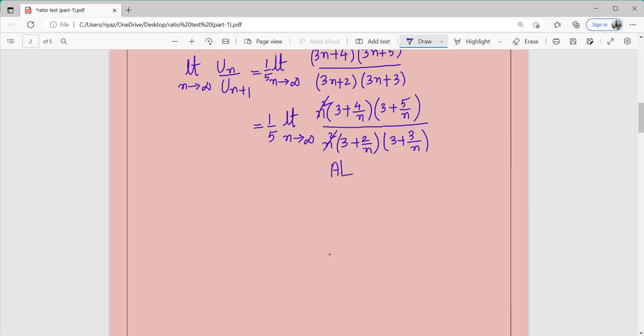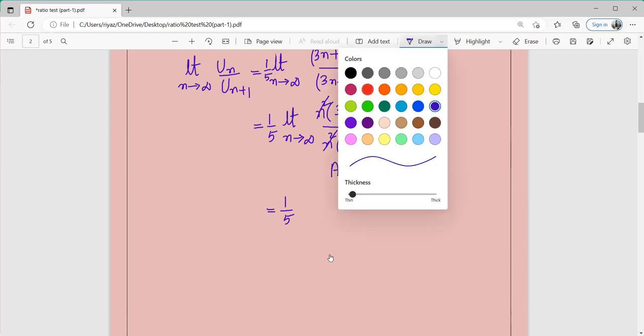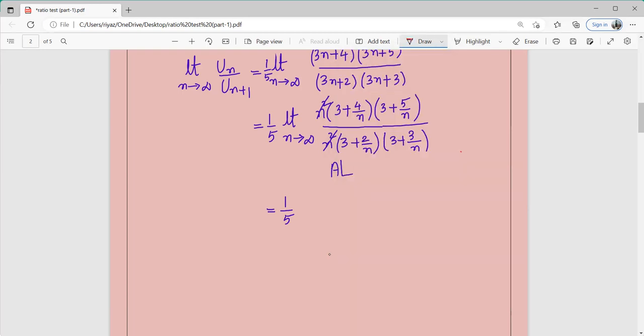If we apply the limit, we are getting 1/5 into 3 into 3 upon. How many terms become 0 if I am applying the limit? Tell me. ये 0 होता? This is 0 now.